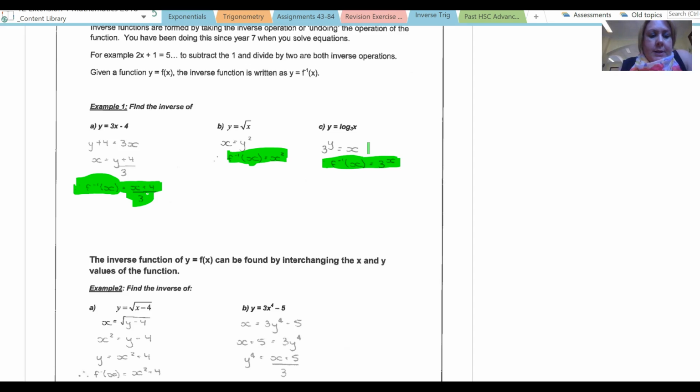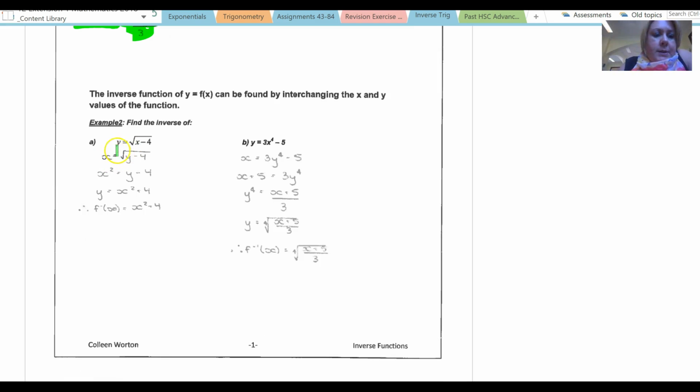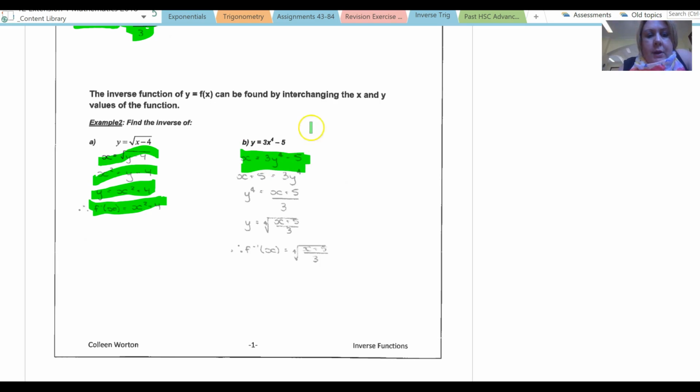You might find it easier if you swap them to start with and then get the y on its own. Okay, I've done that in this first one, so I've swapped the y and the x. So x is root y minus 4. I've squared it, I've added 4, so I've got y equals x squared plus 4. That's my inverse function. Swapped it here again. X is 3y to the 4 minus 5, added 5, divided by 3, took the fourth root, and that gives me my inverse function.